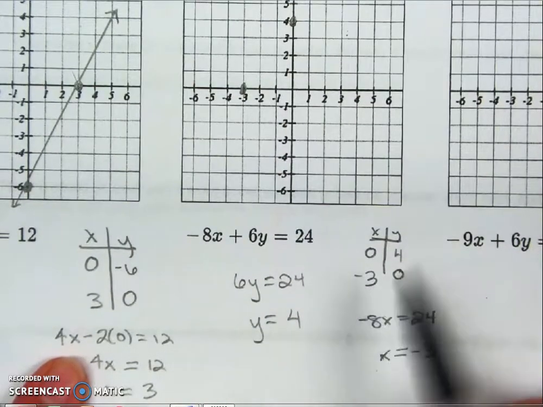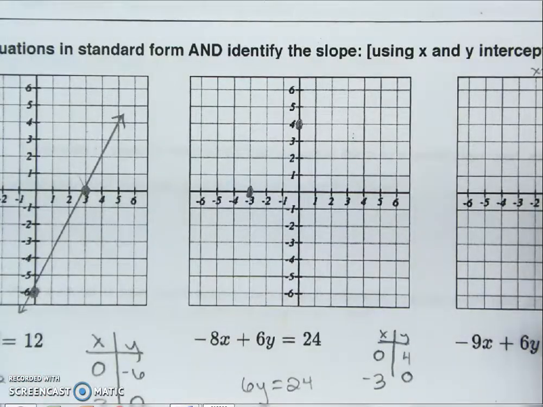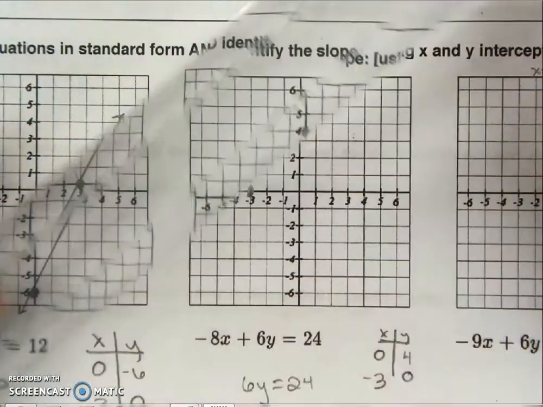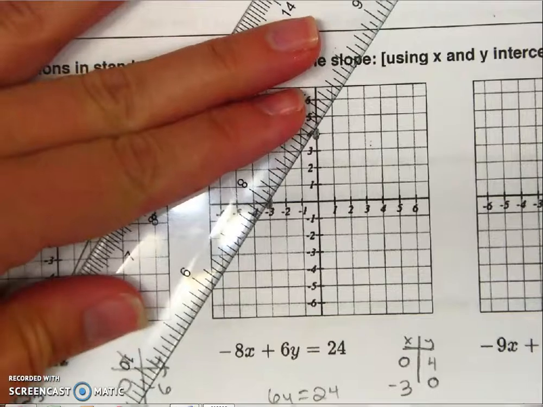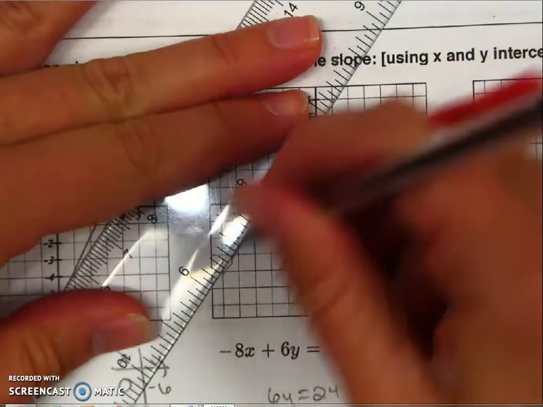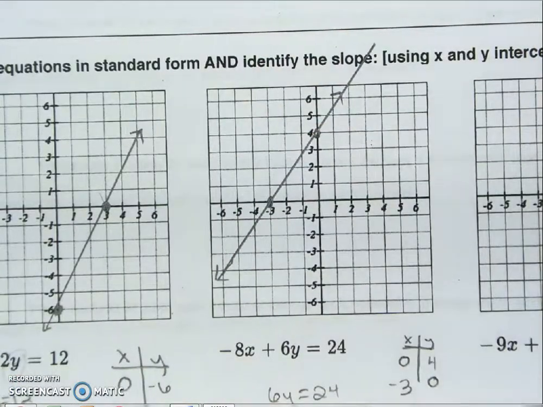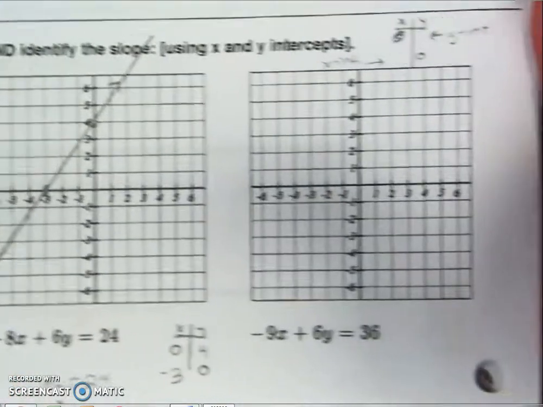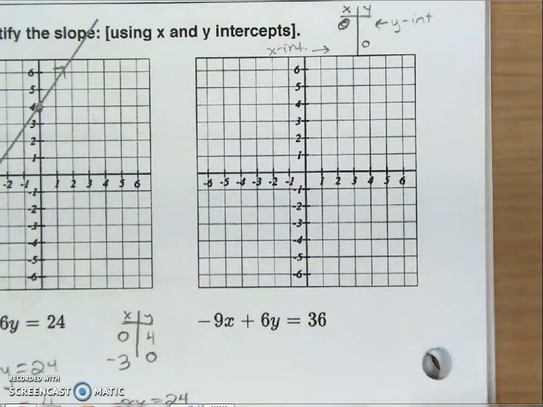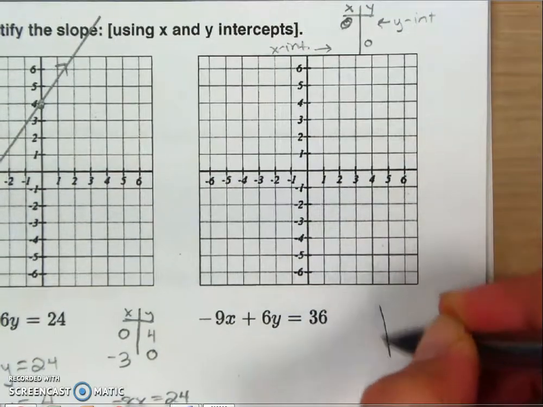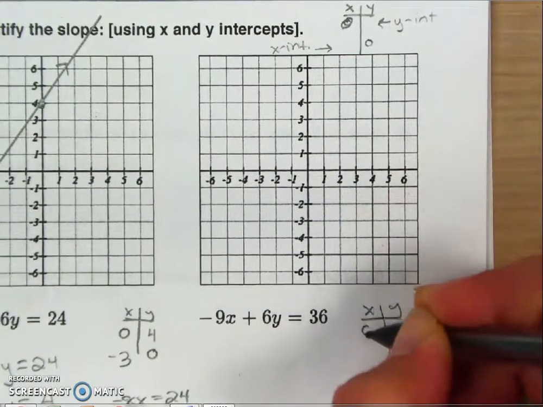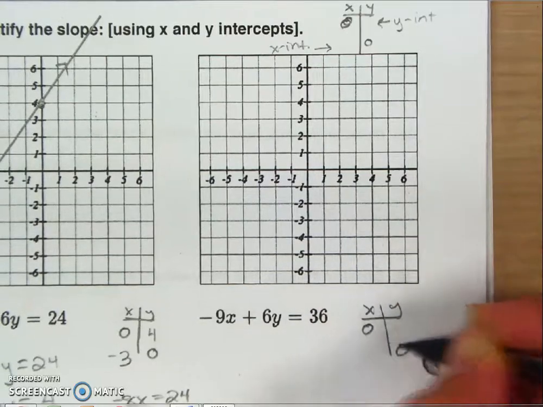My y-intercept is at 0, 4. So now I have 2 points. I can connect them and draw my line. Let's line that up. There we go. Okay, and it's very nice for equations like this that work out nicely. Let's see. Here's one more that's going to work out nicely. So I'll leave a spot for x is 0, and leave a spot for y is 0.